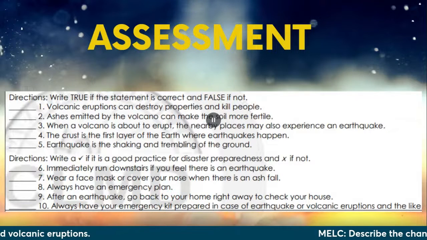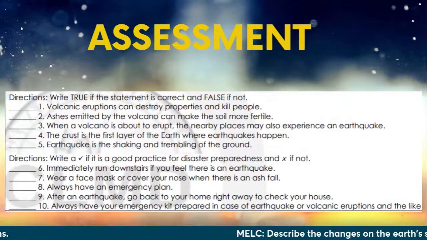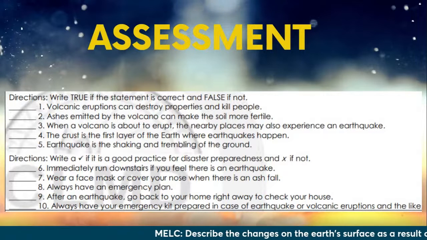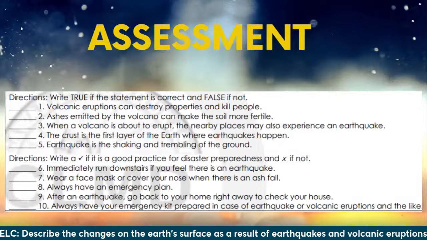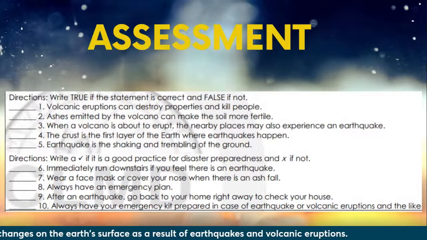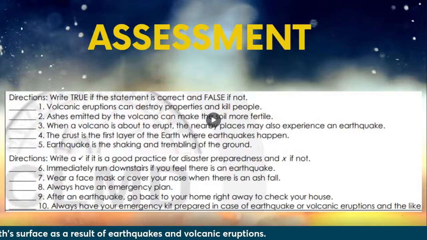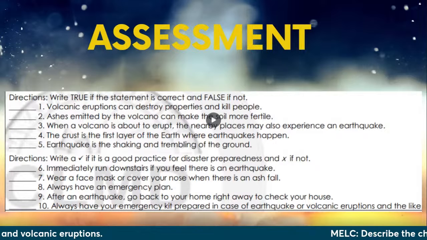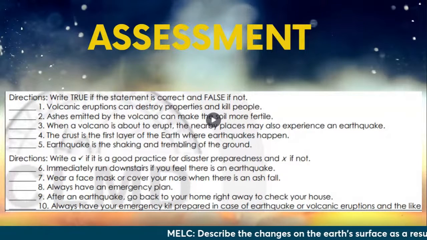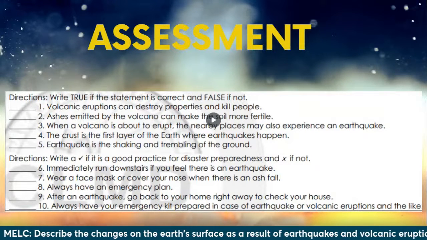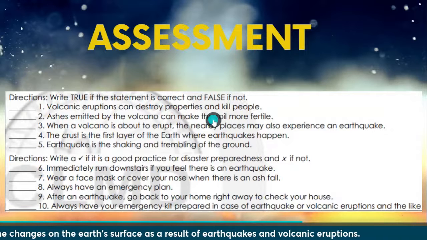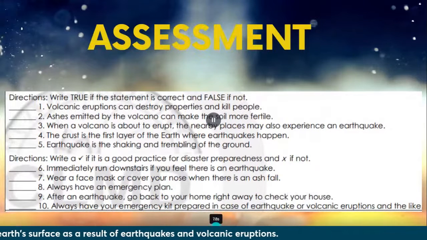1, volcanic eruptions can destroy properties and kill people. 2, ashes emitted by the volcano can make the soil more fertile. And 3, when a volcano is about to erupt, the nearby places may also experience an earthquake. Number 4, the crust is the first layer of the earth where earthquakes happen. And number 5, earthquake is the shaking and trembling of the ground. All right? Take your time in answering this.